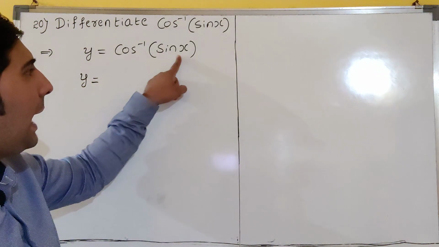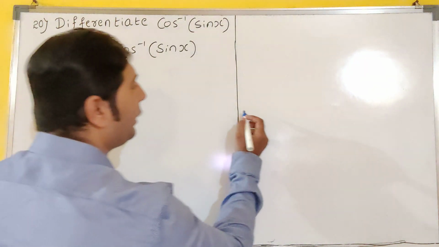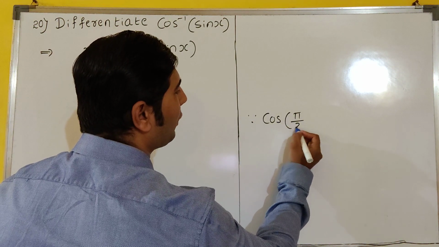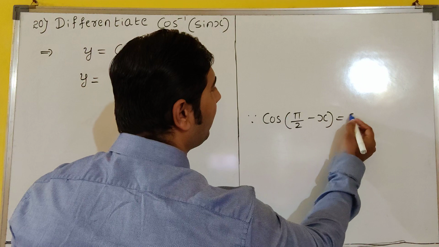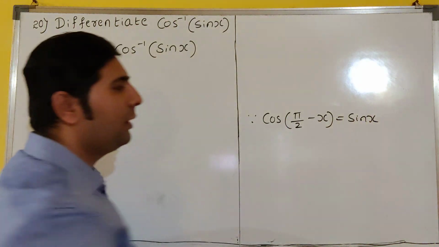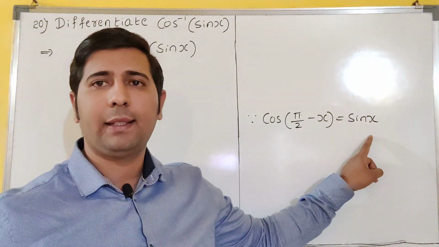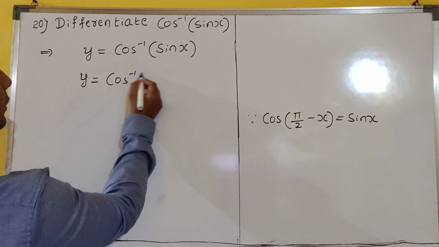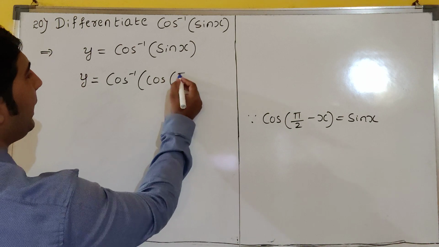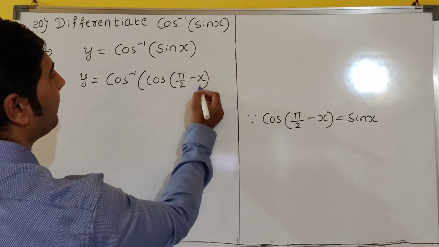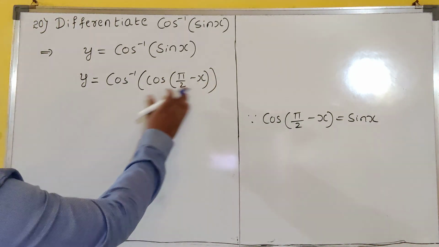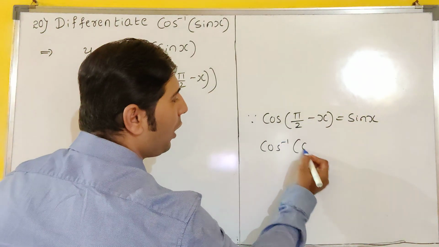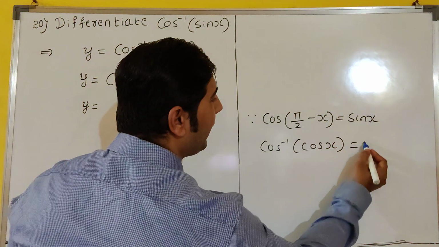Both. So sin I can convert to how? Cos. You know or not? You see the formula. You have learned in 10th standard. Cos 90 minus x is what? Sin x, dear students. Cos 90 minus x is sin x. So in place of sin x I can write it as what? Cos 90 minus x. Will you agree? So now see, cos inverse of cos x is what? Cos inverse of cos x is x, dear students.